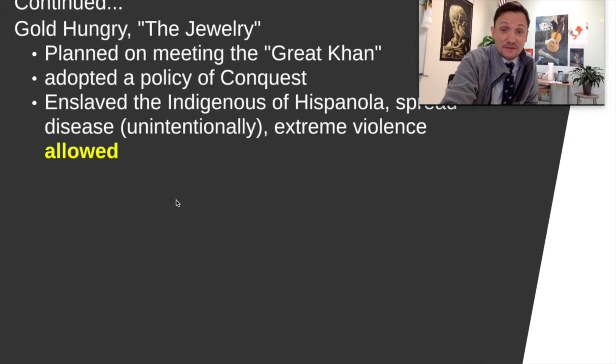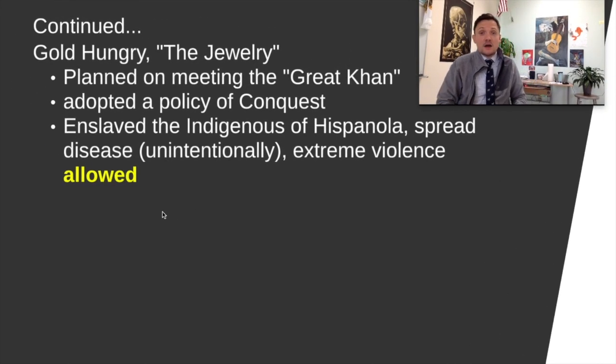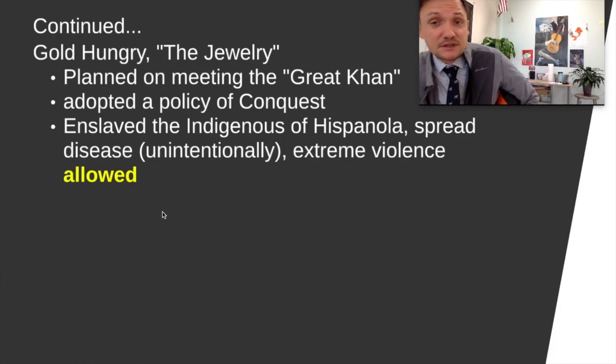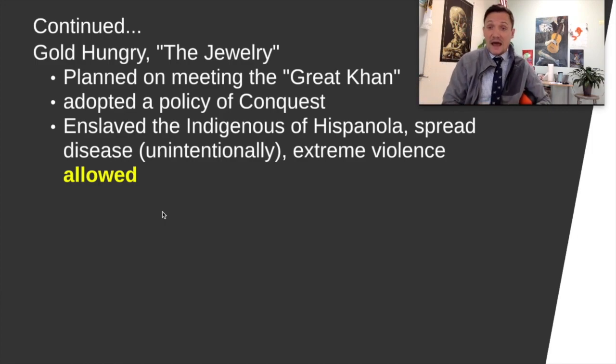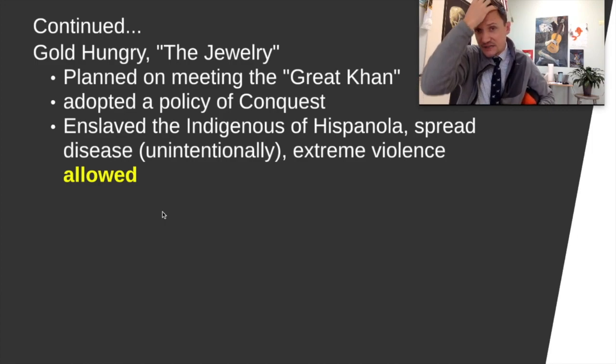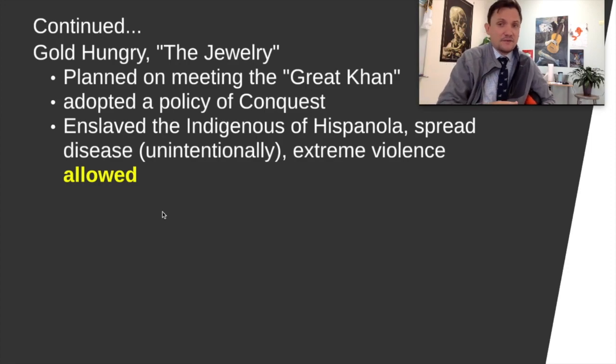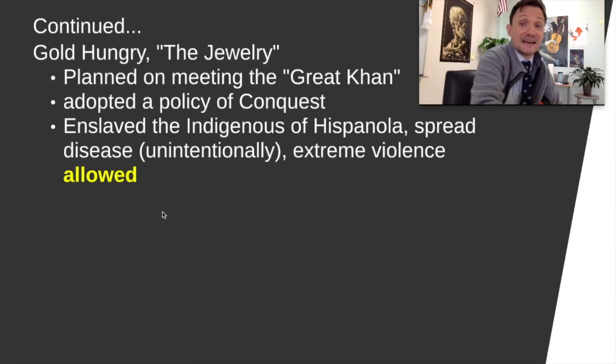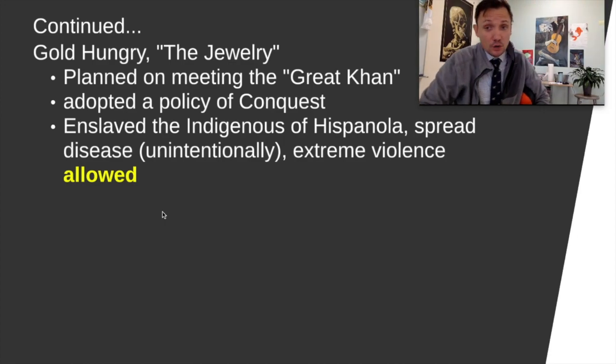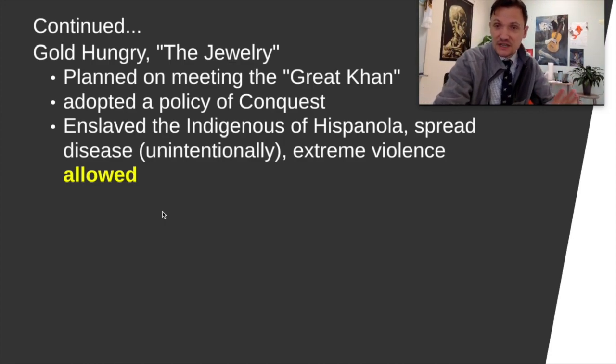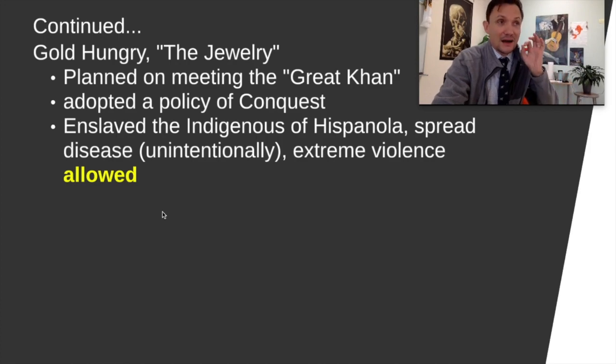He starts enslaving indigenous people in Hispaniola, which is where the DR and Haiti are now. So throughout the Caribbean, he starts massively enslaving people. He actually attempted to bring several hundred slaves back to Spain. A lot of those slaves died en route, and these are all native indigenous people to the Caribbean, known as the Taino people, right? Taino, also sometimes known as the Arawaks, right? So extreme violence is going to be, more than anything, allowed, all right?